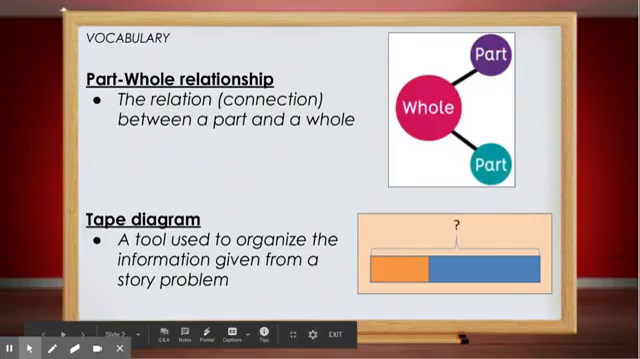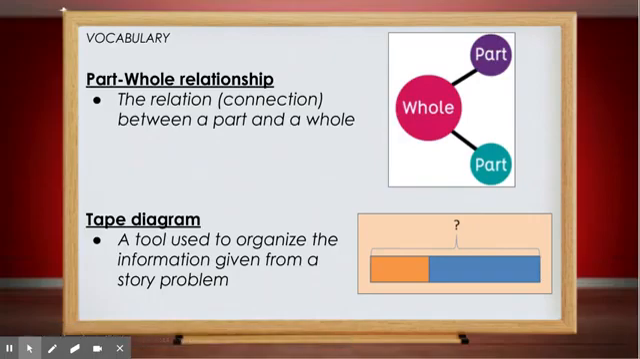Before we get started, we're going to go over some vocabulary that's going to be important in this lesson. The first one is part-whole relationship. And that means the relation or connection between a part and a whole. To the right, you'll notice a number bond with a whole, and it's connecting two parts.